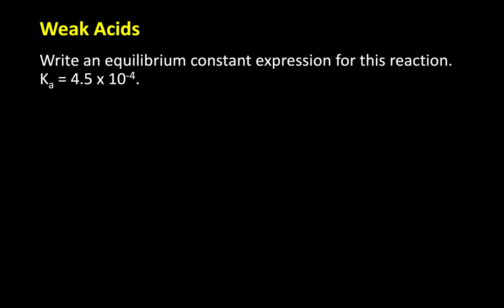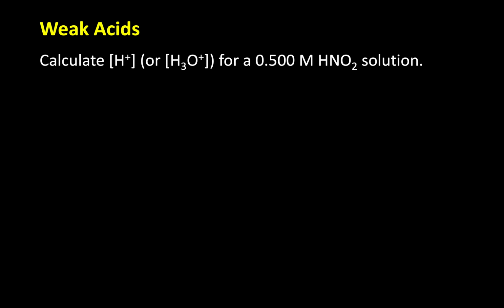Okay, so next you're going to write an equilibrium constant expression for this reaction. Here it is. Now that's equal to 4.5 times 10 to the negative 4, and that's something that we would just look up in an appendix of values. Okay. Now if we want to calculate the hydrogen ion concentration for a 0.5 molar solution of nitrous acid, we can use our Ka value.